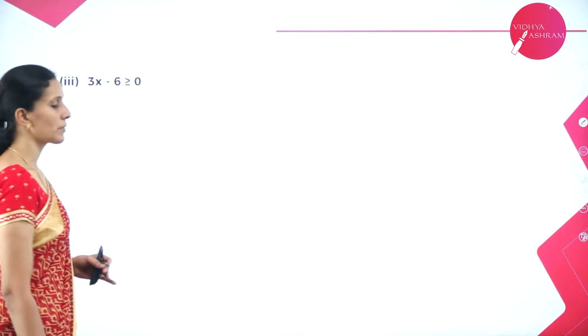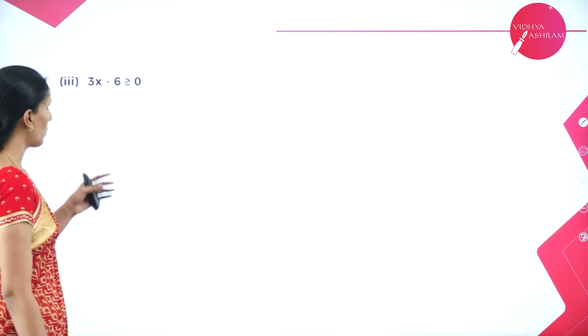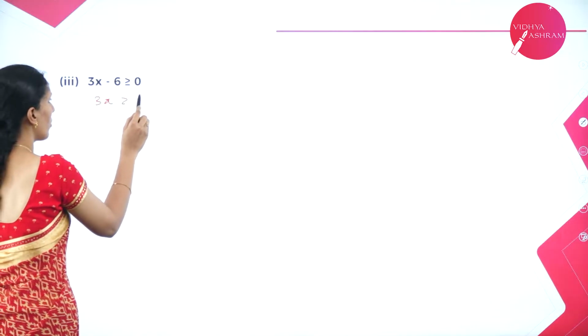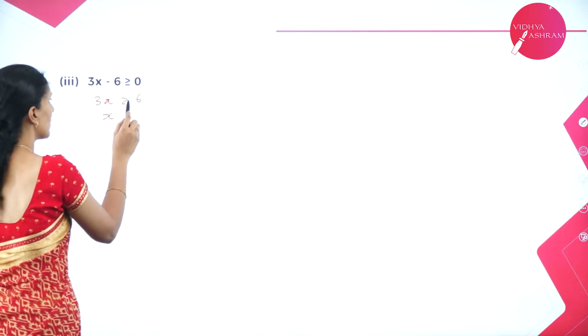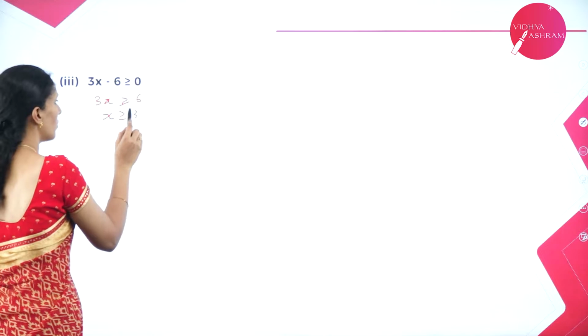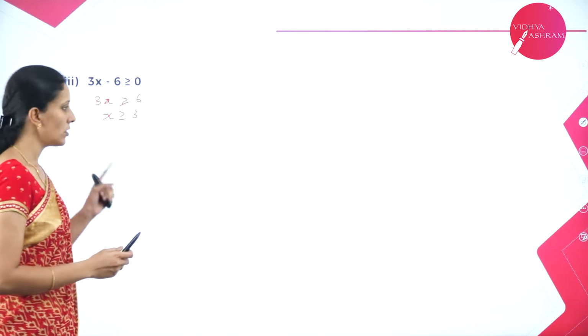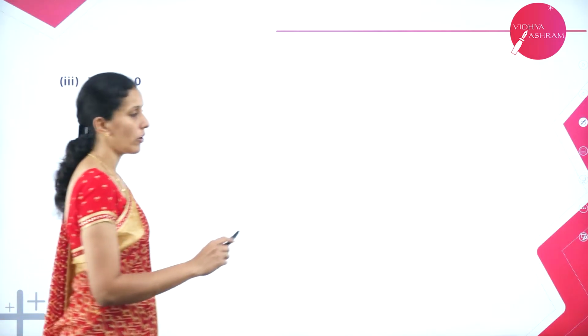3x minus 6 greater than or equal to 0. So here, 3x greater than or equal to 6, so x greater than or equal to 3 is the solution. Now, x greater than or equal to 3 is the solution. So, let us see how to draw a line now.